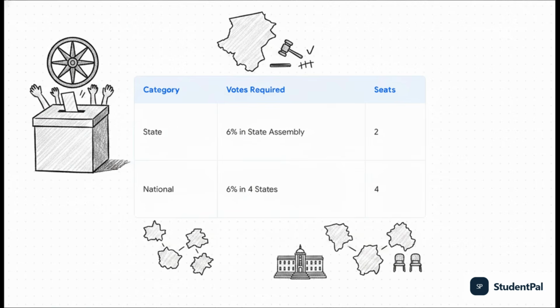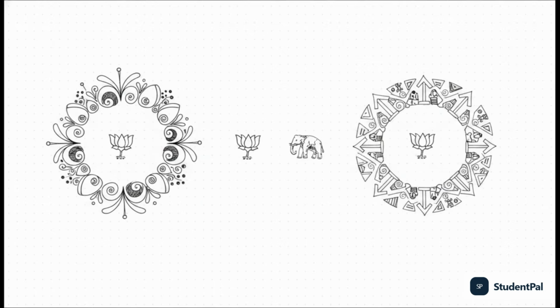Now, to become a national party, the hurdle is much higher. A party must secure at least 6% of the total votes in Lok Sabha elections or assembly elections in 4 states, and they have to win at least 4 seats in the Lok Sabha. Based on this strict math, India has several recognized national parties.